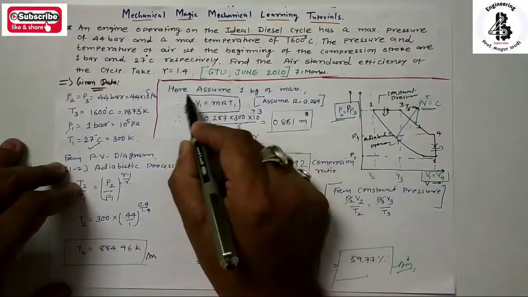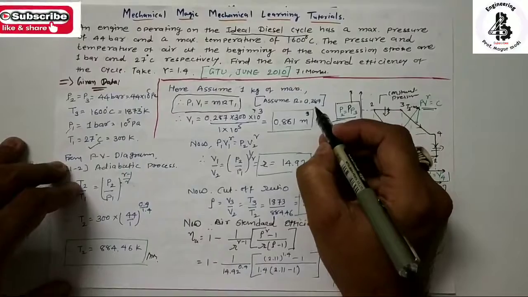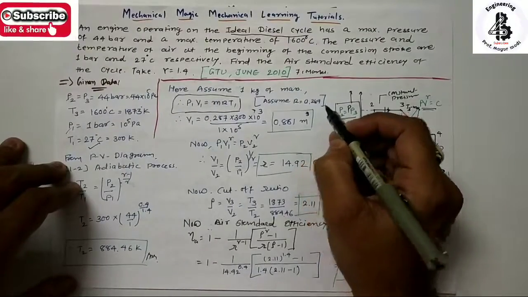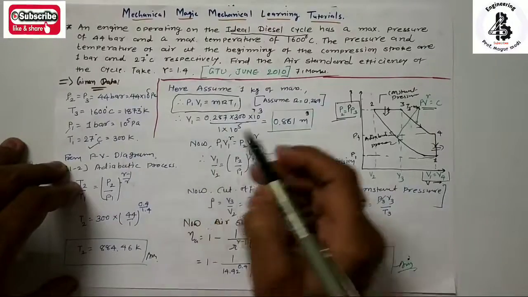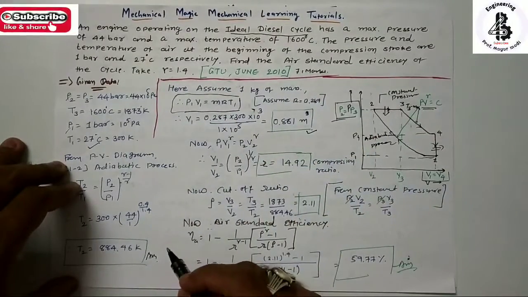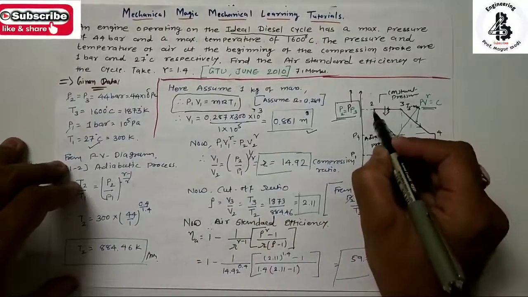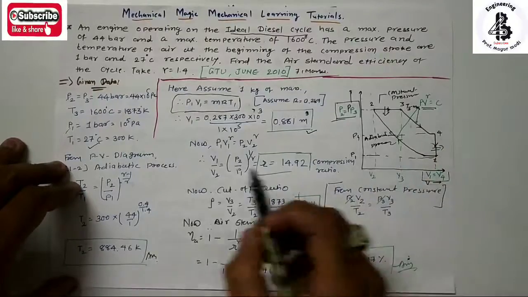Now we are assuming 1 kg of mass, so the relation P1 V1 equal to mR T1 should be used, assuming R is equal to 0.287, so V1 equals 0.861 meter cube. After the 2 to 3 process, we can find this over here.